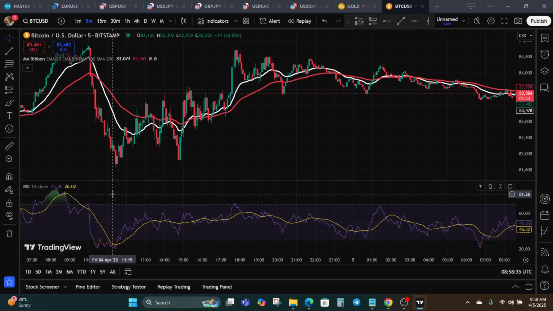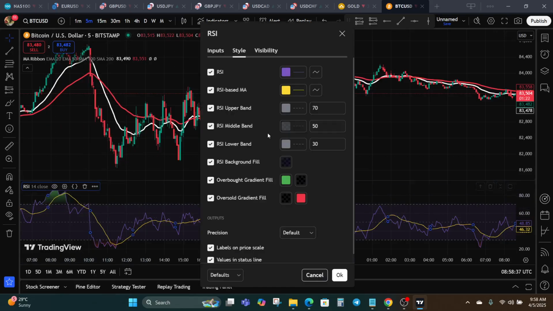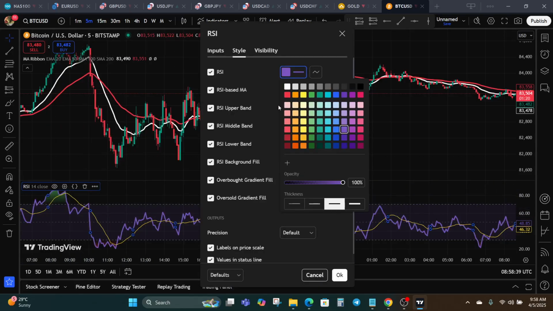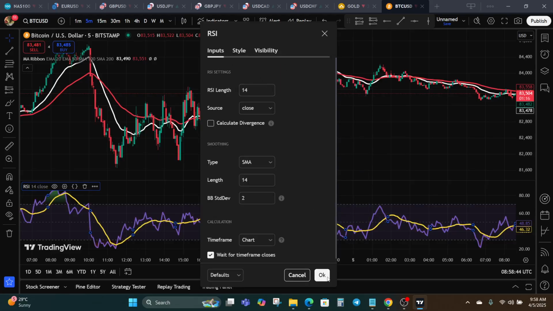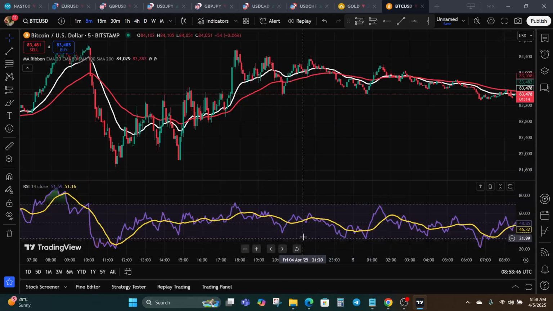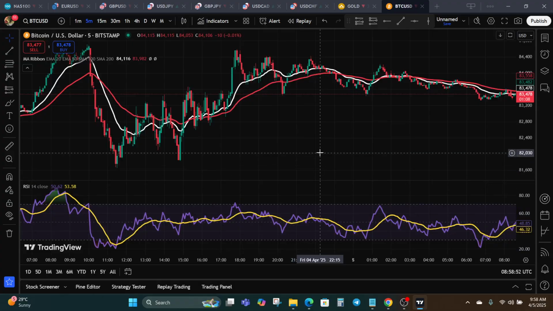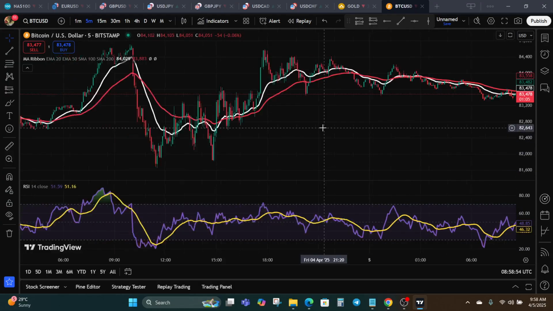Then for our RSI, set to 14. The RSI should be set to 14. The default setting, 14, is to identify momentum and avoid overbought and oversold traps. Keep your chart clean, no unnecessary indicators.